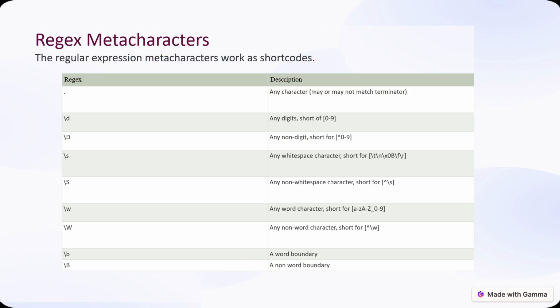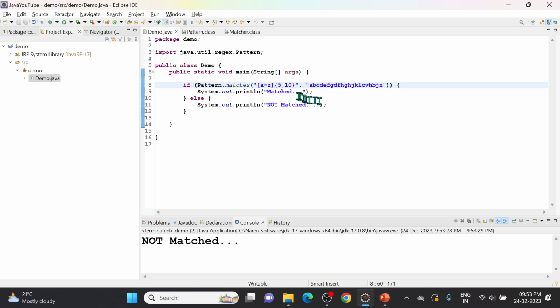Now regex meta characters. What are meta characters? I already showed you dot. And there are some shortcuts. Instead of mentioning 0 to 9, we can mention D. I showed you right here. If I say 0 to 9, that means we can write any numbers, and here I'm mentioning 5 to 10.